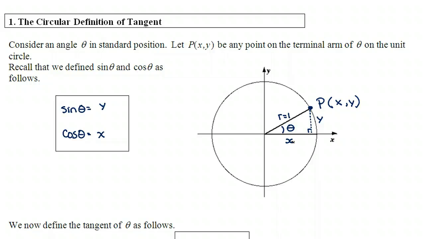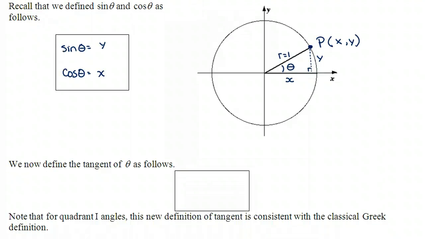So we can say that for an angle in standard position, the tangent is the y-coordinate divided by the x-coordinate. And it doesn't matter whether it's a unit circle or a larger circle because the radius is actually not involved.